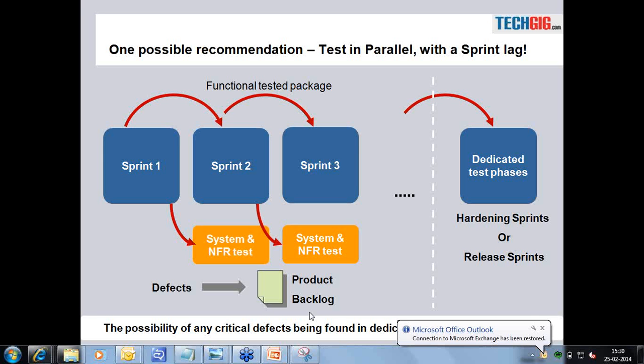So this ensures that we are able to find the bugs early enough, and all the critical defects are found upfront and can be addressed during the sprinting cycle, so that our dedicated test phases can be restricted to the minimum level, and then we can have a smooth release at the planned duration.